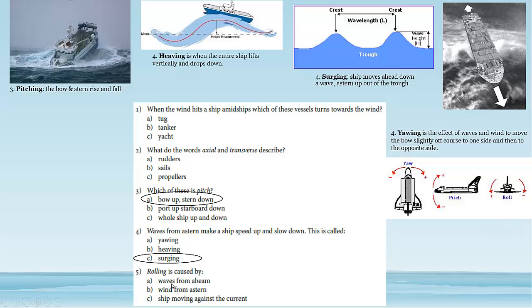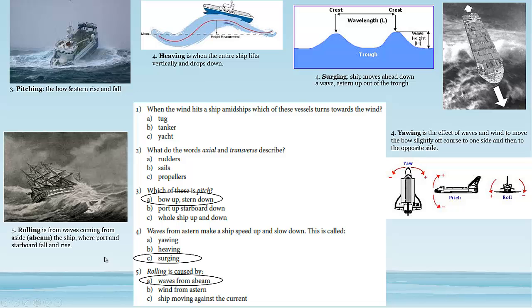So number five, rolling is caused by, what would you say here? Waves abeam, waves astern, or ship moving against the current. Well, if you remember, anything abeam is coming to the side of a ship. So rolling, where the port and starboard sides are falling and rising, would be caused by waves coming from the side. For example, in this picture here, you have a beautiful galleon almost capsizing from the intense waves hitting it abeam. That's a key word that we're learning today. Wind from astern, well, that's coming from the back of the ship, and that would cause more pitching than rolling. And a ship moving against the current, I don't think so. Okay, so if you can try to remember these five different ship motions, that would be great.